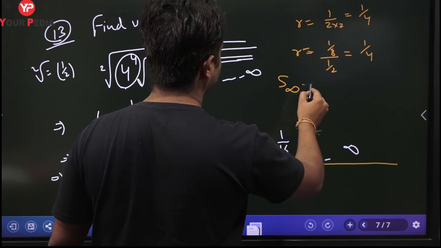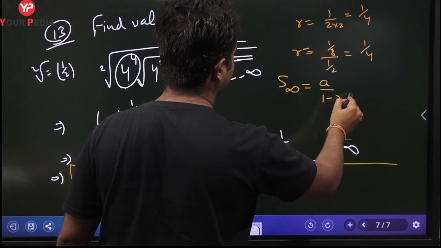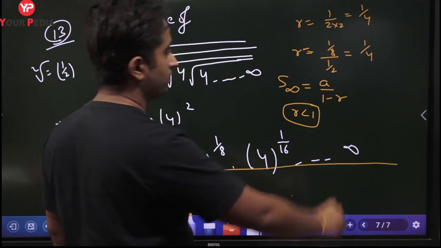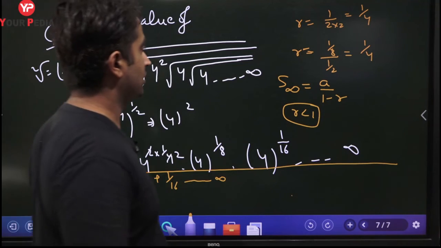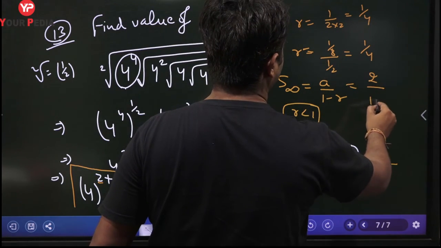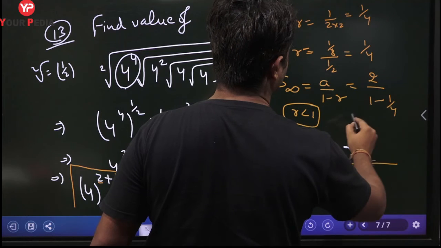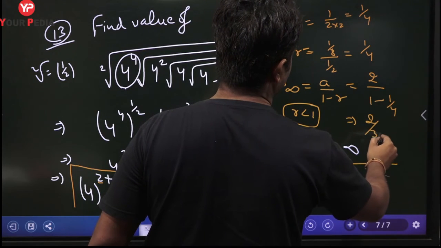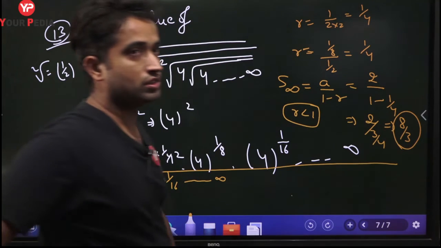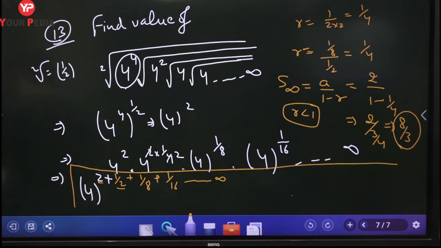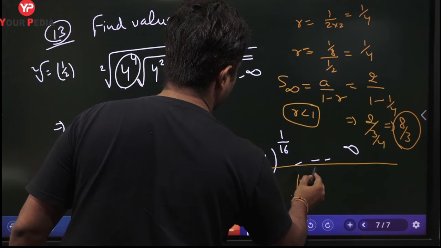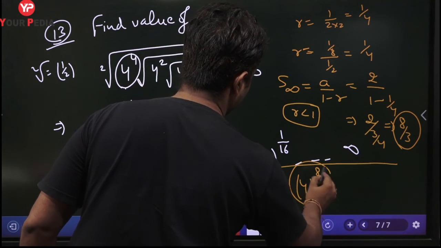So sum of infinite GP is A upon 1 minus R, because R is less than 1. So in the denominator, I am taking 1 minus R. What is the first term? First term is 2. Haanji, R is 1 by 4. So 2 upon 3 by 4, 8 by 3 would be your answer. So 4 raised to power 8 by 3 would be your final answer.